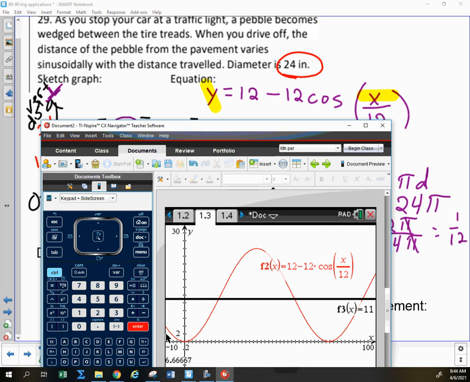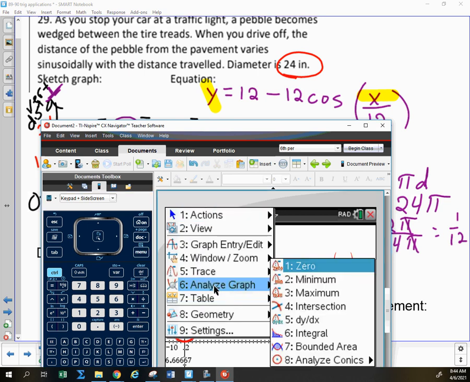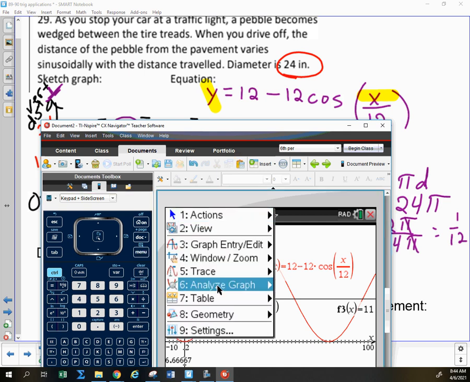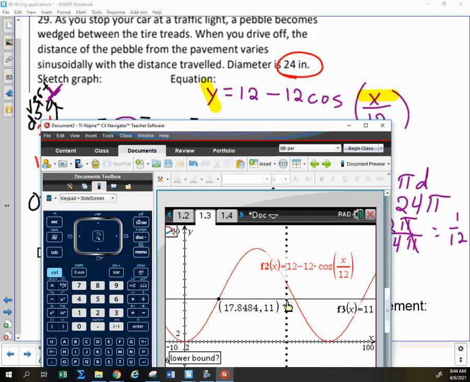Okay. So this time it's intersection, so menu, analyze graph, intersection, and so lower bound, so I go to the left of the first one and the right of the second one, and get 17.848 inches. And then I do it again, menu, analyze graph, intersection, left and right of that, and I get the 57.550 inches. Does that make sense to everybody? Anybody at home with questions?